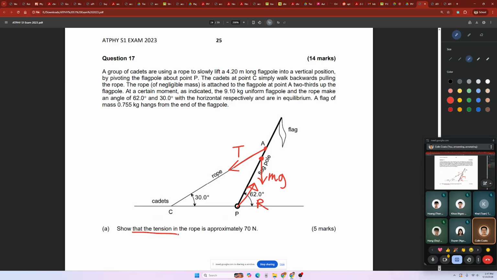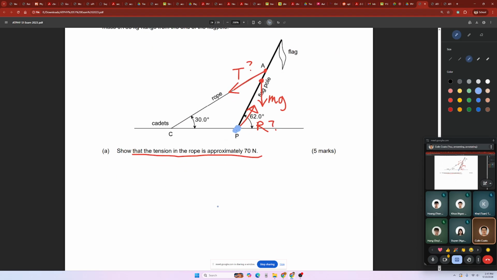Now we're asked to find the tension in the rope. That is approximately 70 newtons. So that means this one we have to find. We don't know R. So right away, by establishing that, I know where to put my pivot. I want to find T. I don't know R, so I put my pivot at that unknown point. Same, but slightly different. Show the tension is approximately 70.